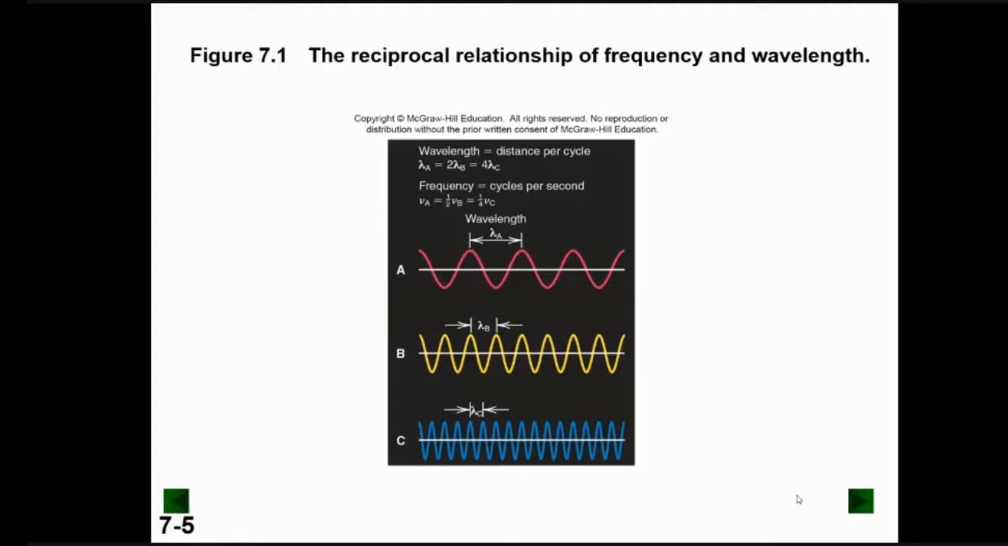We have three different waves we're looking at here. The blue wave has the highest frequency, so therefore it has the shortest wavelength. And that's the relationship. It's an inverse relationship between the two. As the wavelength gets longer, the frequency gets smaller.